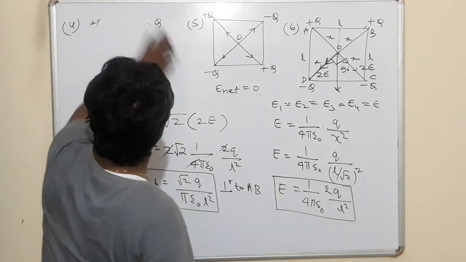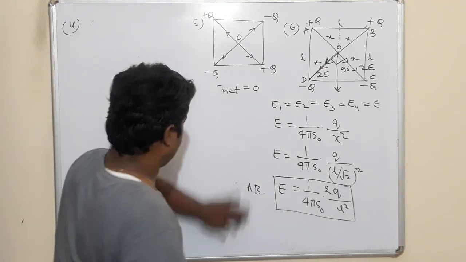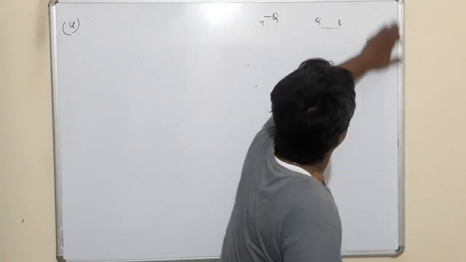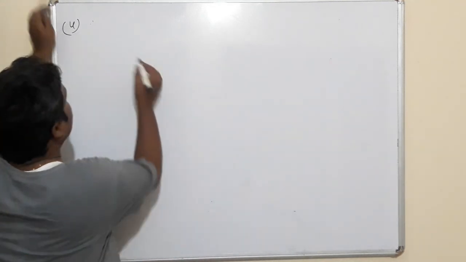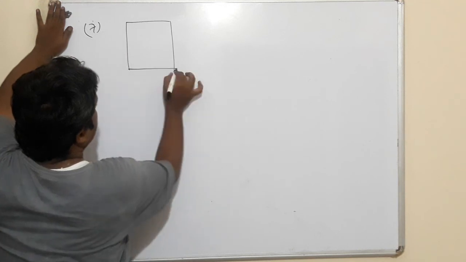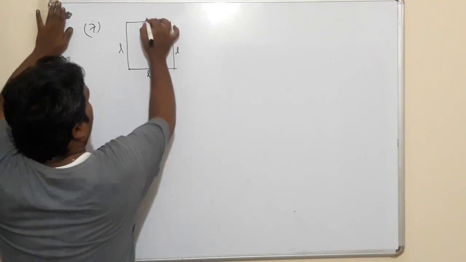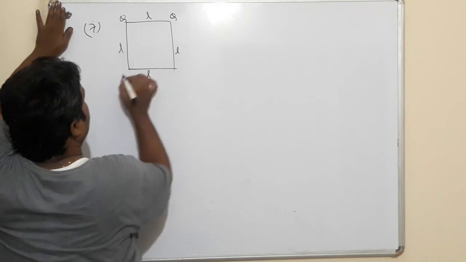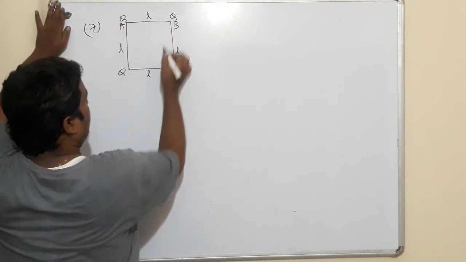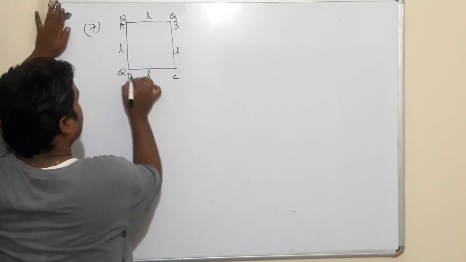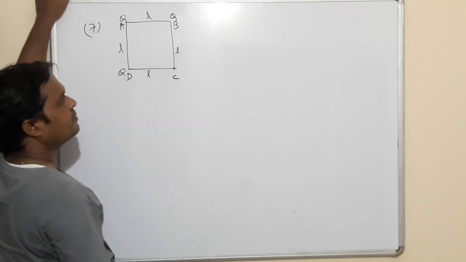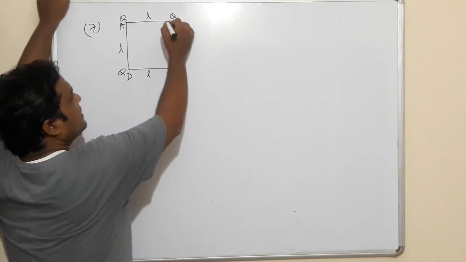One more example I will take, with 4 charges only. Suppose, for example, this is a square with sides L, L, L, L. 3 charges are placed at 3 corners. Then they ask you to calculate the electric field at the 4th corner. What is the electric field due to these 3 charges at this point? See how to calculate this.